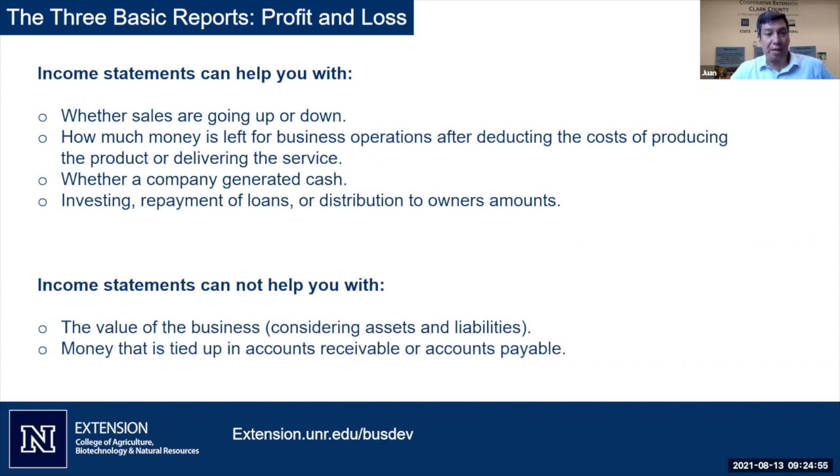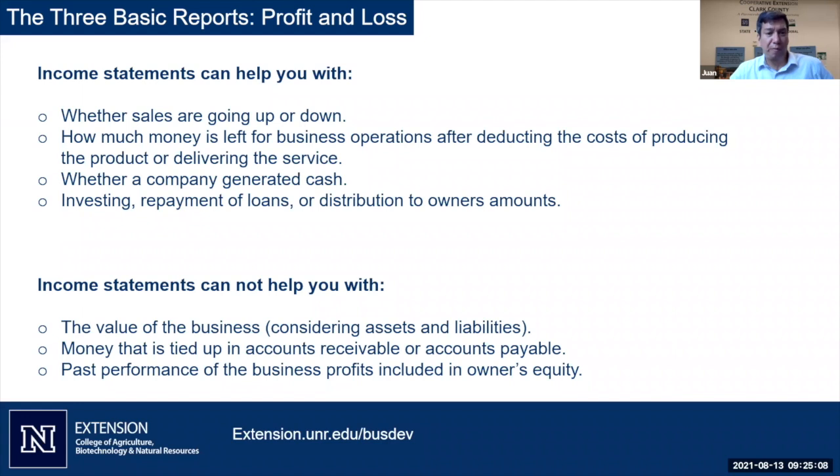Money that is tied up in accounts receivable. Maybe you're making money, but clients are not paying you. You're selling some stuff, but they are not paying you. What about the products? Past performance of the business profits. The profit and loss is going to tell you mostly about the period; I mean, you can run a historic profit and loss, but the balance sheet is going to tell you more about previous years' earnings and things like that.